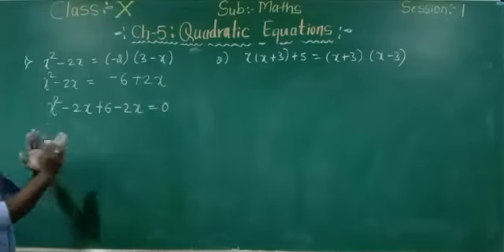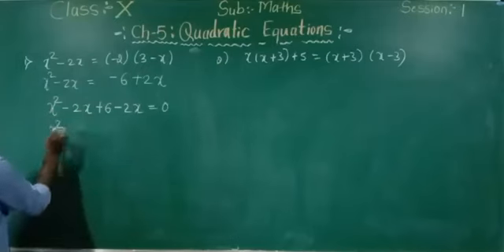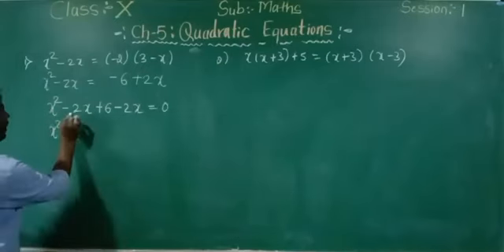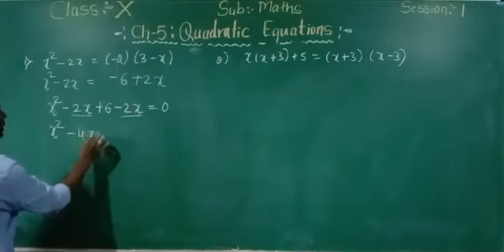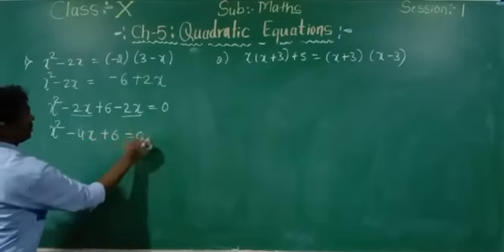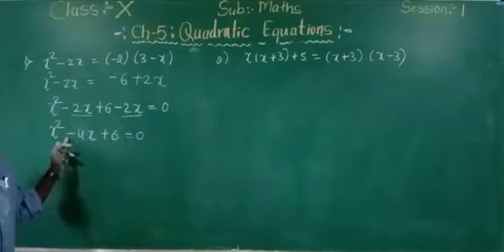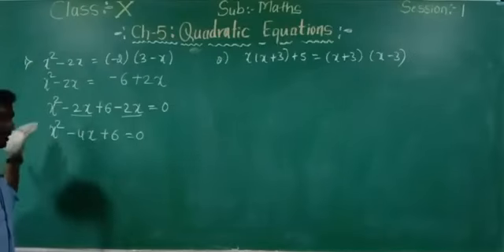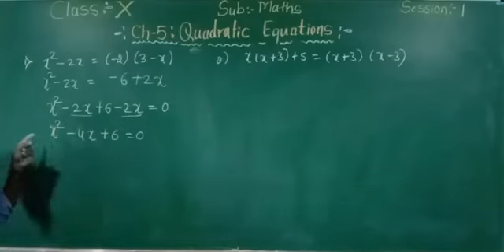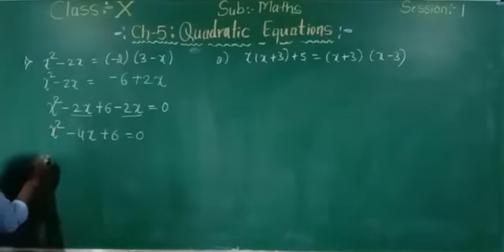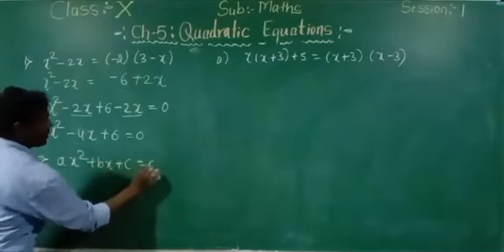Again, you can just rearrange the terms by simplifying some terms. x square minus 2x minus 2x, minus 4x plus 6 is equal to 0. Is it a quadratic equation or not? Yes, it is a quadratic equation because the highest exponential power of the equation is 2. So it is in the form of ax square plus bx plus c is equal to 0.